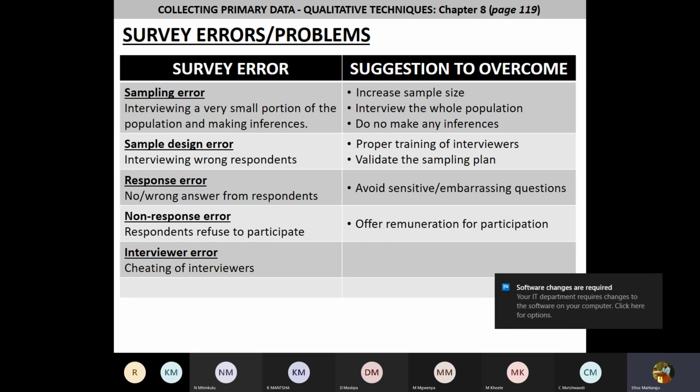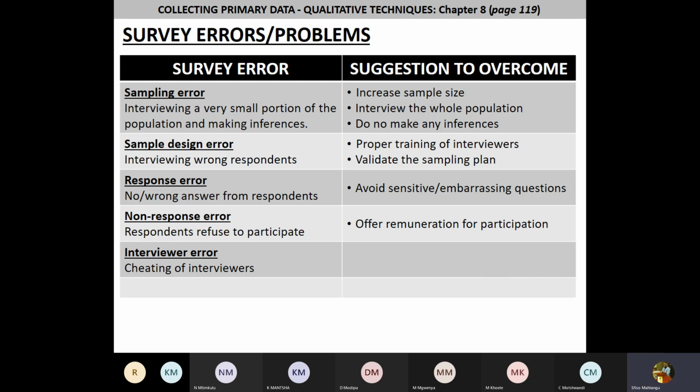Interview error. Interview error could occur whereby the interviewers are cheating, which means they are fabricating the answers. They take a questionnaire, complete it themselves, and then bring back that questionnaire and say it was completed by the respondents. How can we avoid that? If we supervise those interviewers, for example, it can work. Supervision works quite a lot.